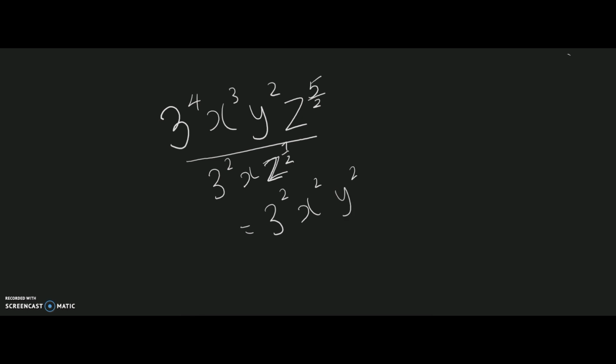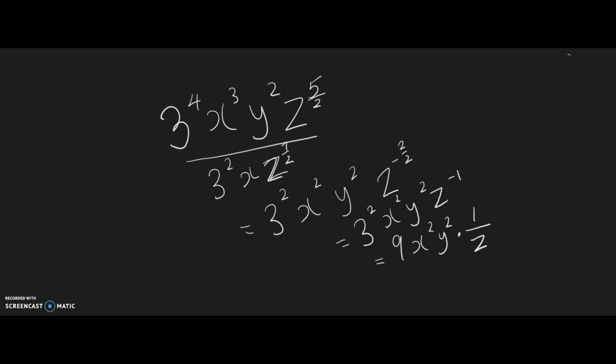Z to the power of 5 over 2 divided by z to the power of 7 over 2, z to the power of negative 2 over 2. 3 to the power of 2, x to the power of 2, y to the power of 2, and z to the power of negative 1. So as I said, one condition we have to follow is that there can be no negative exponents, and 3 to the power of 2 is equal to 9, so I'll put that down straight away. 9x squared y squared is the same. So z, we have to take the reciprocal of it. Z to the power of negative 1 is actually 1 over z to the power of 1, which goes without saying. So we combine this together to have 9x squared y squared over z as the final answer.